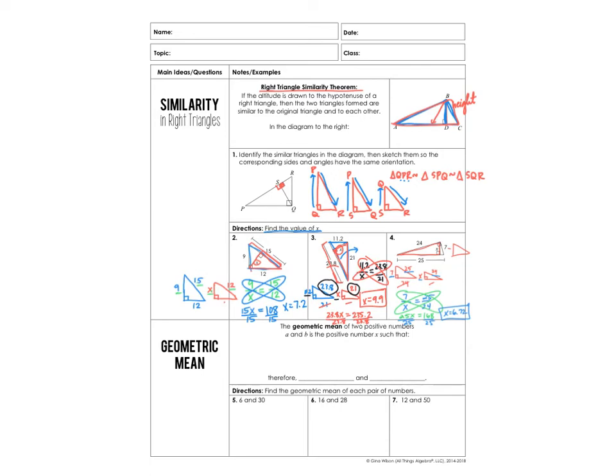The geometric mean of 2 positive numbers, a and b, is the positive number x such that a over x equals x over b. Okay, and so all that means is if you cross multiplied, you would get x squared equals a times b, which is ab. Then if you were to solve that, you would take the square root and you would get x equals the square root of ab multiplied together. Okay, so to find the geometric mean of a pair of numbers, all you do is say x equals the square root of 6 times 30.